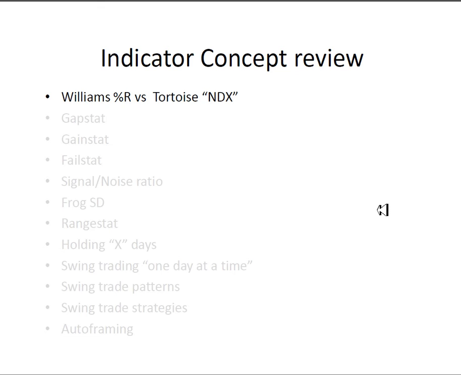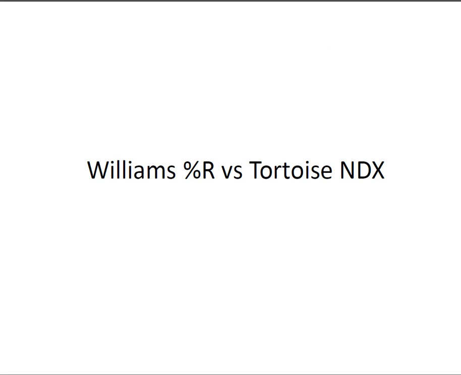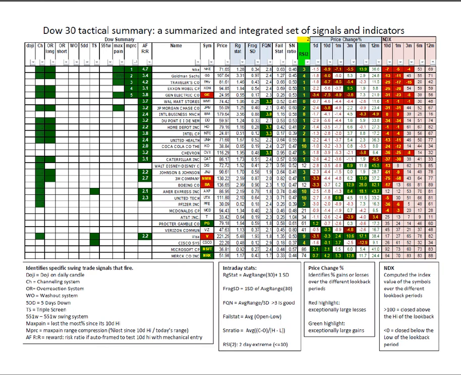One, Williams percent R, an oscillator for overbought or oversold, and we're going to compare that to our own Tortoise NDX, or the Tortoise Index. This is one of a series of examinations of some technical indicators. So we're going to look at percent R versus the NDX.